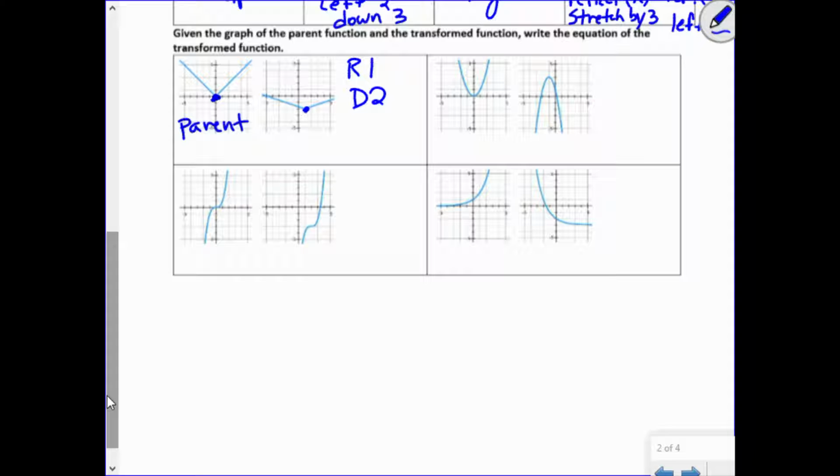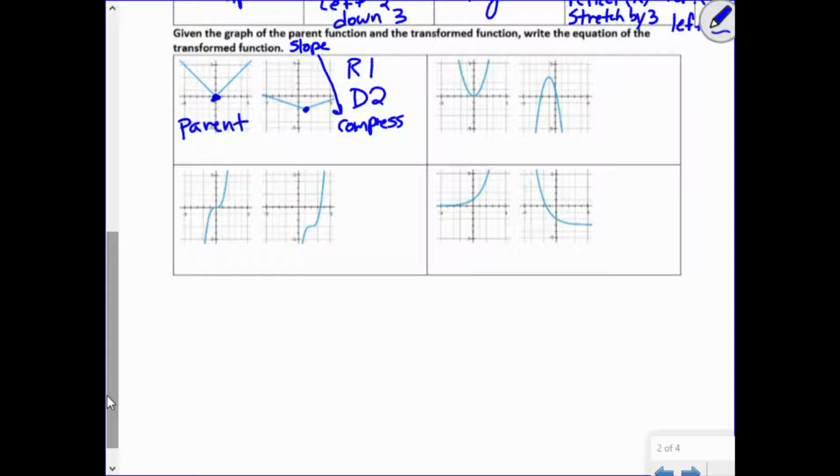Cool. Alright, do you notice anything else different about this graph besides just where the point was? It's flatter. So what do you think happened? What transformation? Compression. So we're going to write compress. But in order to write the equation, I need to know how much it was compressed. So if you're trying to figure out how much it compressed, we're going to be using slope.